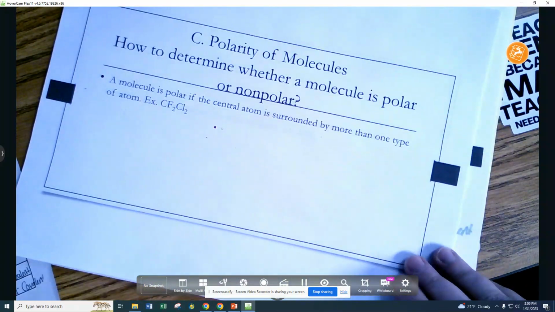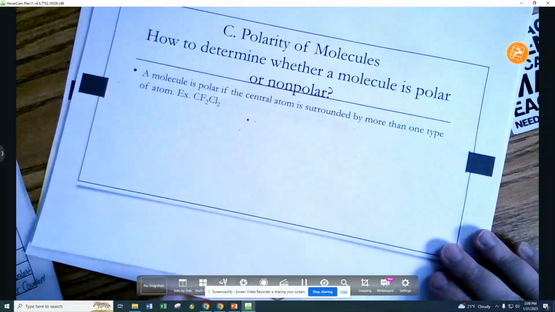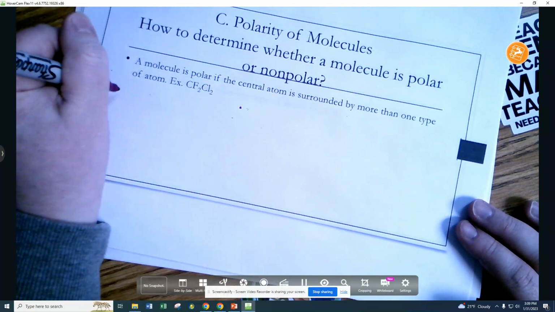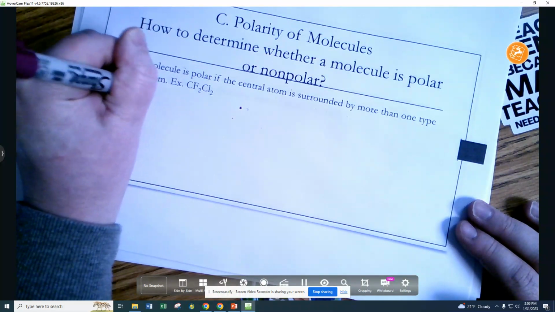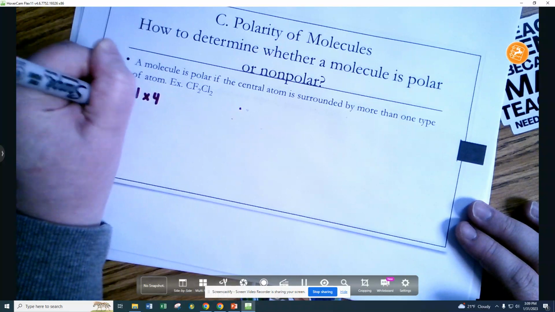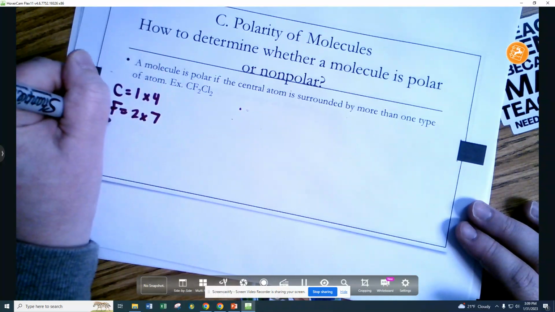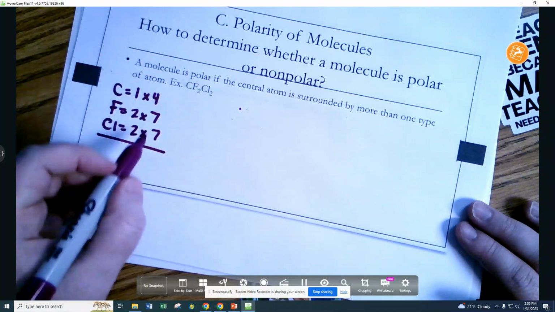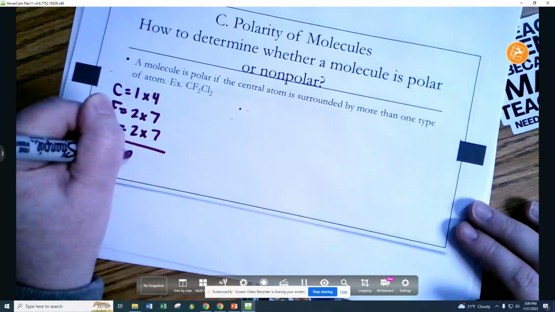The next rule, we're going to draw with carbon with 2 fluorines and 2 chlorines. When we go to get our total, we have 1 carbon with 4, we have 2 fluorines each with 7, and we have 2 chlorines each with 7. So we have 14, 28, 32 electrons.